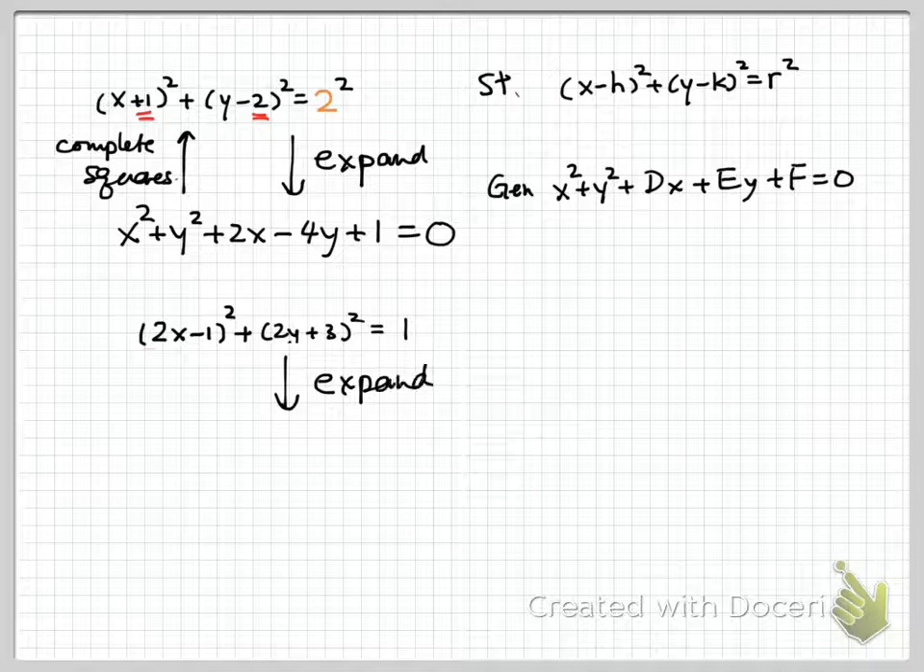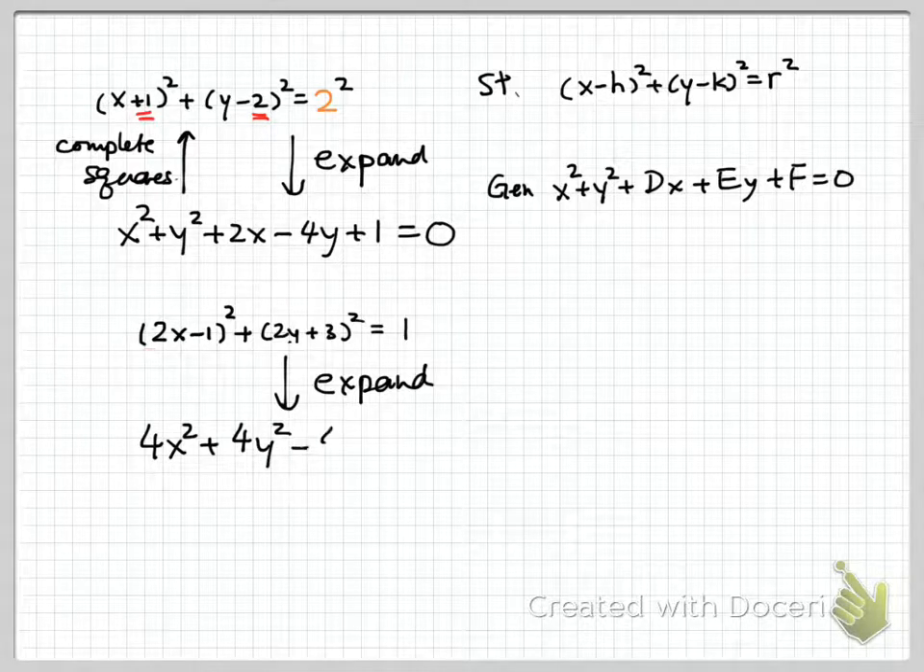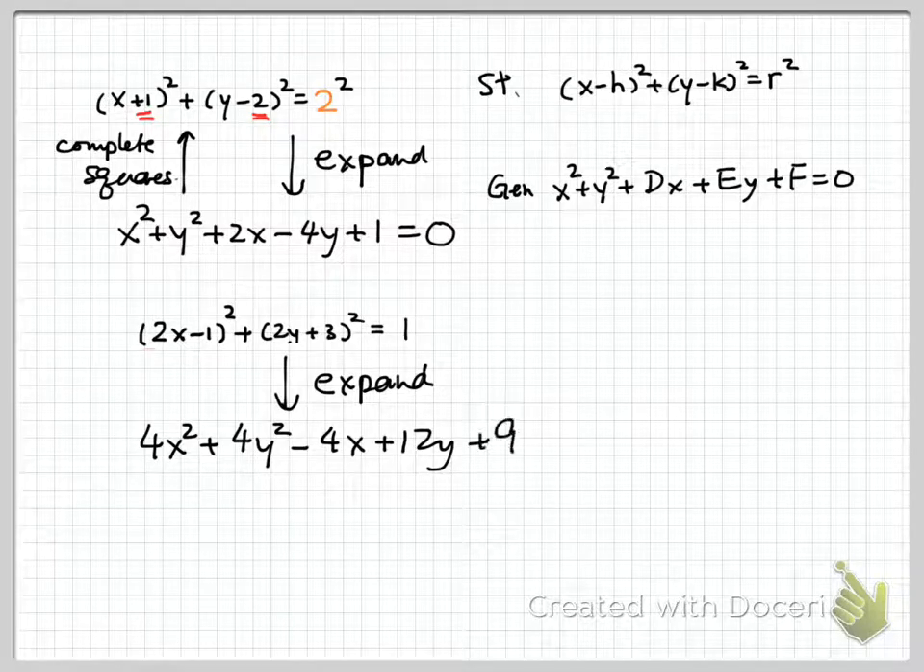We can expand this, so that would be 4x squared and 4y squared minus 4x and 12y and 9 equals to 0. You might like to pause to make sure you know how to do the expansion properly. Now this is a general form, good enough. It is a circle as long as the coefficients for x squared and y squared are the same. If not, let's say it were 4x squared and 3y squared, then it will not be a circle. They must be the same.